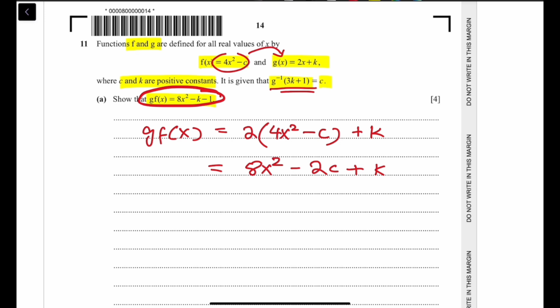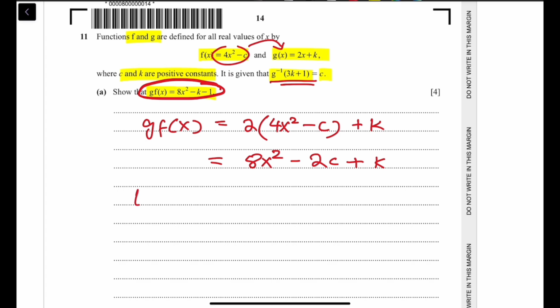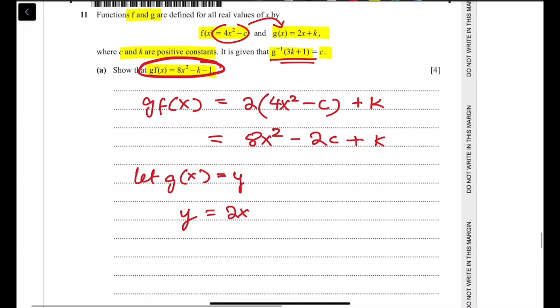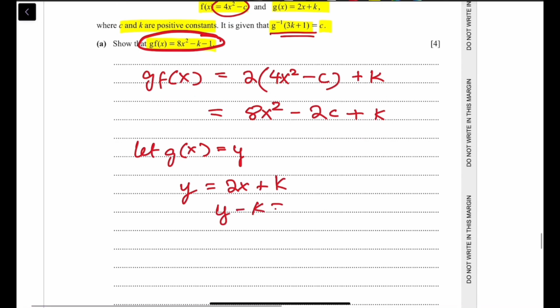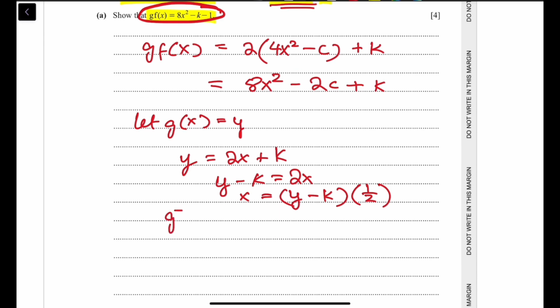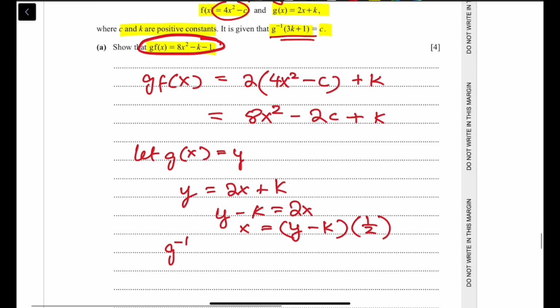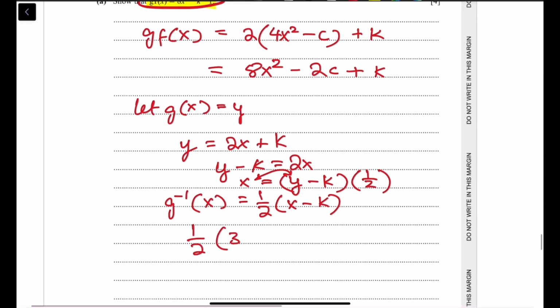So to find the inverse of g of x, we're going to let g of x equal y, and then we're going to make x the subject. So y equals 2x plus k, y minus k equals 2x, x equals y minus k times a half. So g minus 1 of x, we're going to switch x and y back, equals a half times x minus k. Here they've substituted for 3k plus 1, so a half 3k plus 1 minus k equals c.